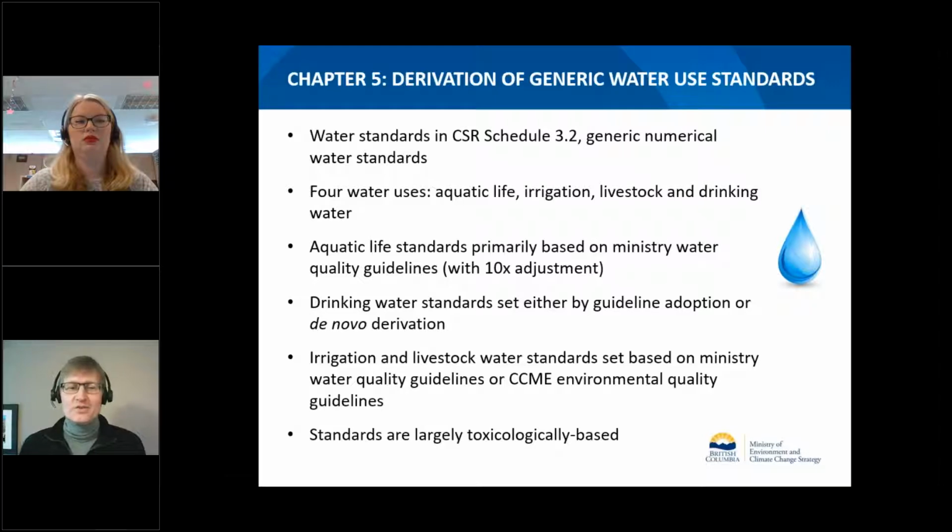The final water uses include irrigation and livestock. The irrigation and livestock water use standards are set by adoption of a water quality guideline from one of the following sources: the ministry's approved and working water quality guidelines and the CCME Canadian Environmental Quality Guidelines. Similar to the drinking water use standards, irrigation and livestock water use standards are not rounded. But overall, the water use standards are largely toxicologically based, although a few aesthetic standards remain in the schedule, for example, for chloride, sulfate, and sulfide. Next slide, Cindy.